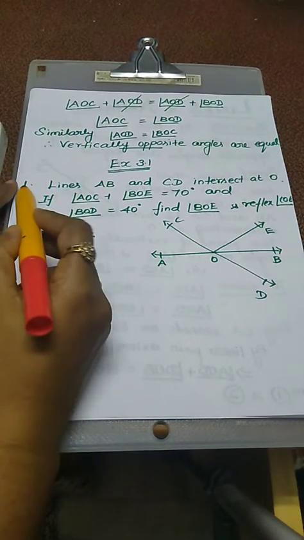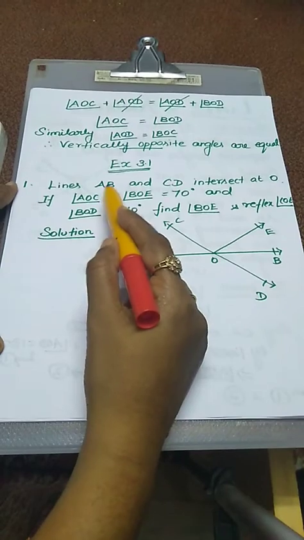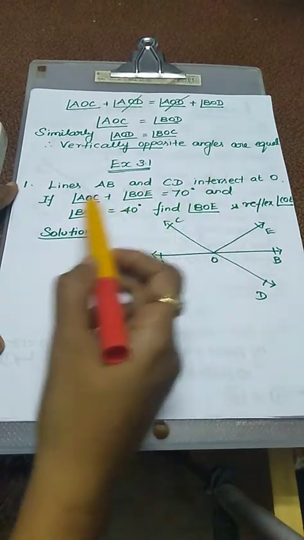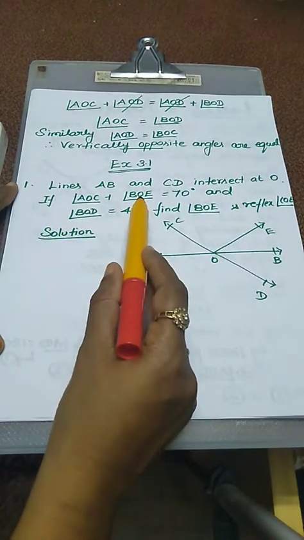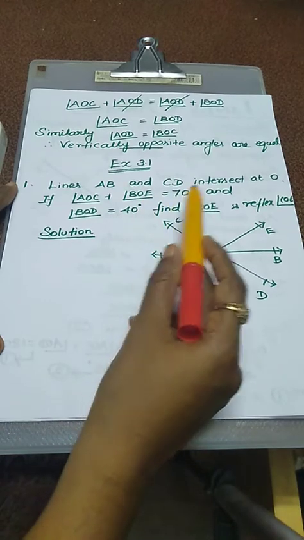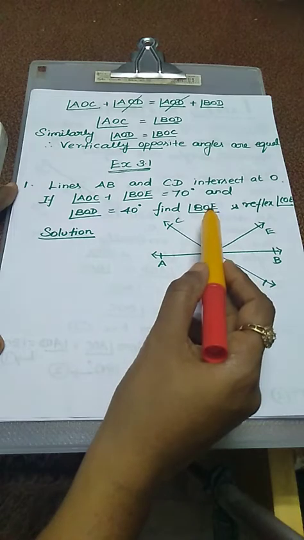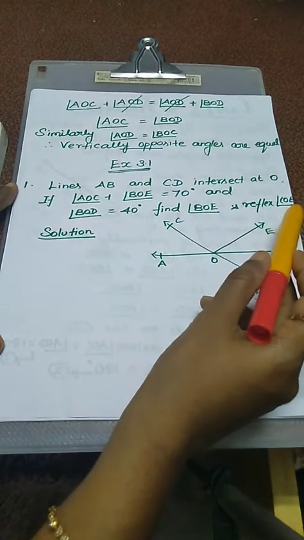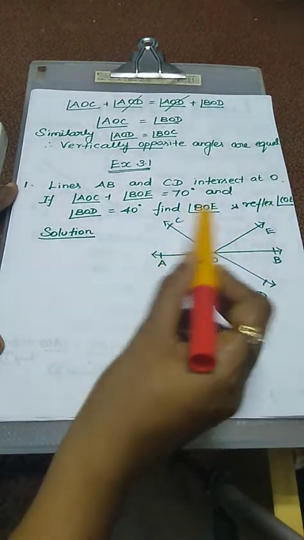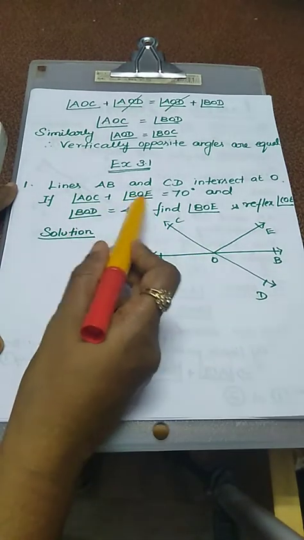Exercise 3.1, the first problem. Lines AB and CD intersect at O. If angle AOC plus angle BOE equals 70 degree and angle BOD equals 40 degree, find angle BOE and reflex angle COE. One diagram is given, some values are mentioned here, some values are given.